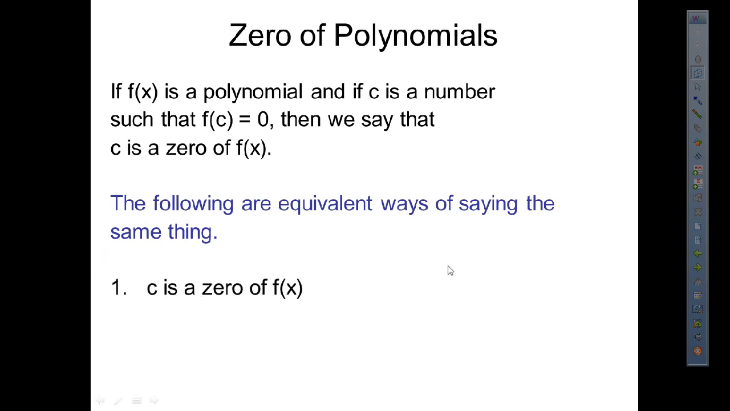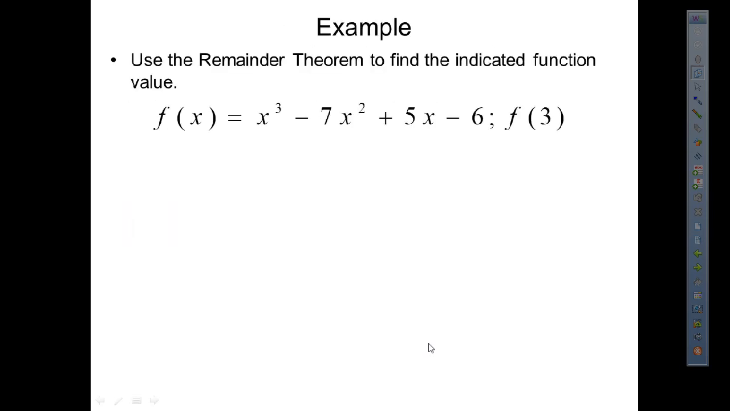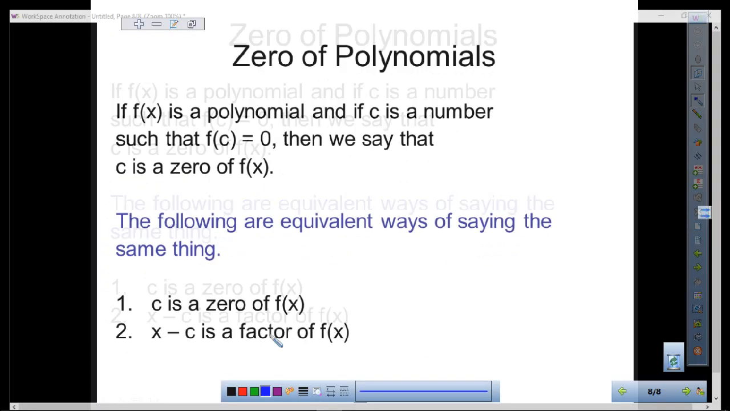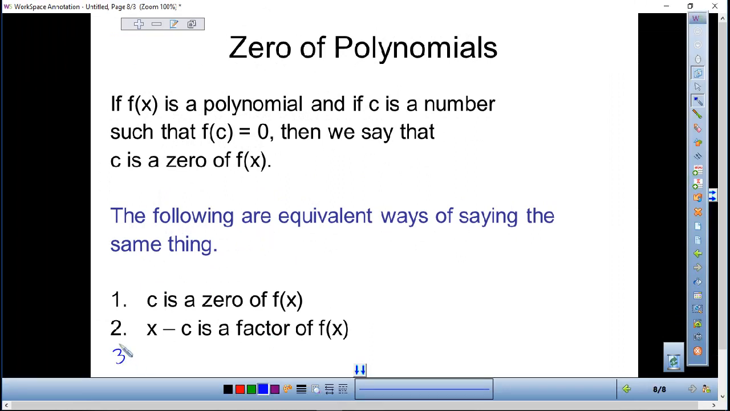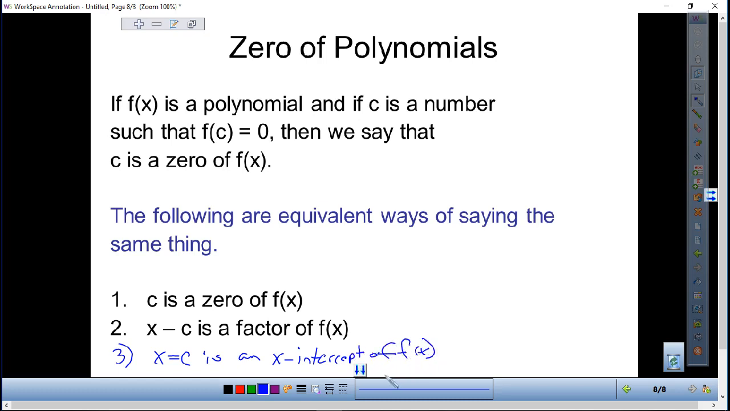So the following two things are equivalent ways of saying the same thing. C is a 0 of f of x. X minus c is a factor of f of x. And you could even add in there, x equals c is an x-intercept of f of x. So we can kind of start thinking about the graphical ways too. So all three of these things are the same thing.